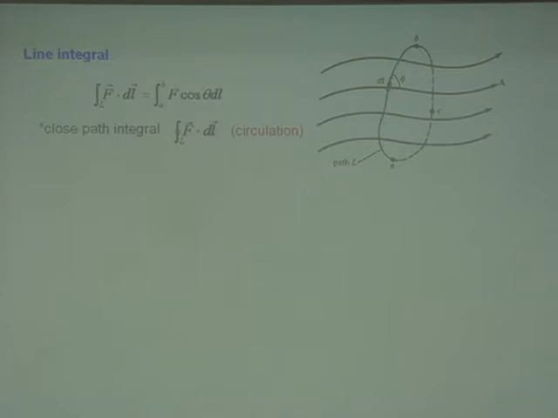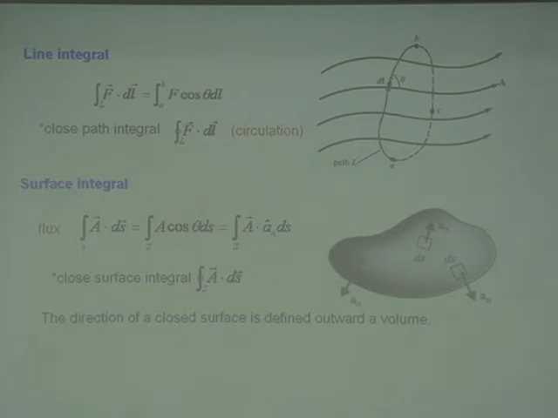Okay, and very often we want to do a closed path integration, and this is called circulation. 尤其是在磁场的状况之下，你要做一个 circulation 的积分，closed path integration. Okay, and flux, another important concept in 电磁学. You want to do surface integration. You want to calculate how parallel this vector is along the surface direction. So again, you use dot product.